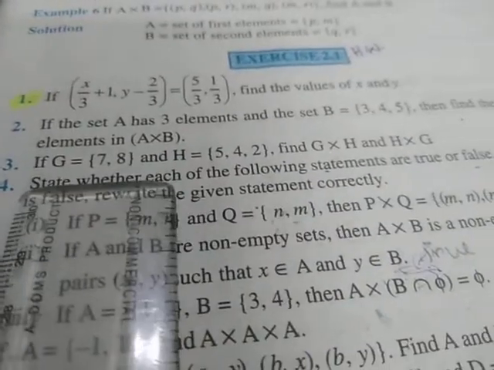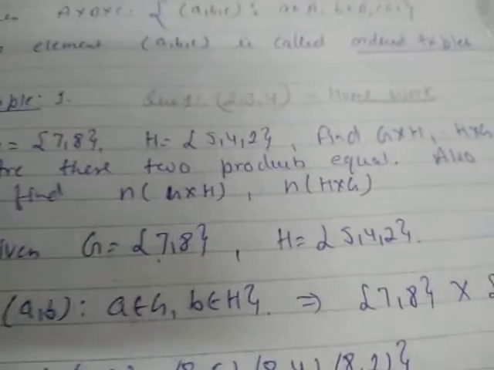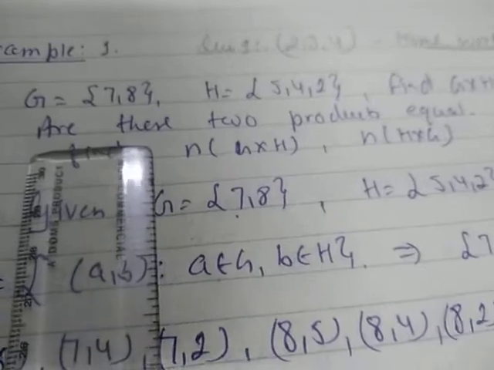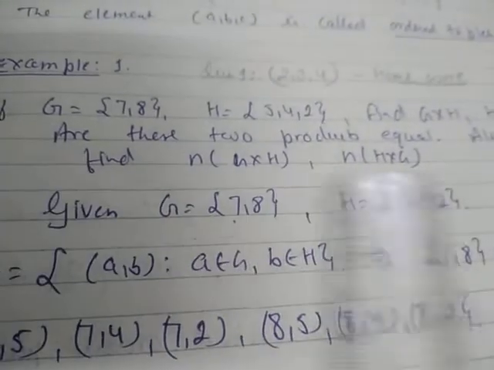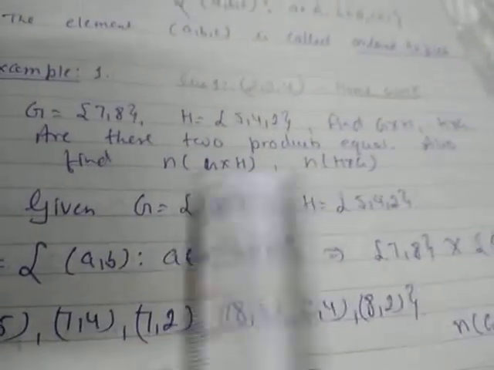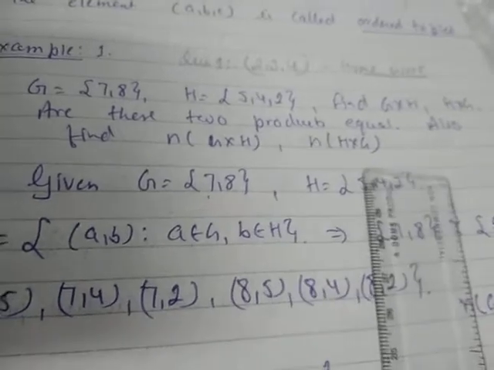Now question number 3: G is equal to {7, 8} and H is equal to {5, 4, 2}. Find G cross H and H cross G. Now just see here, children. G and H are given, find G cross H and H cross G. How will you find it? Let me explain. Are these two products equal? We have to check whether these two products are equal or not, and also whether the number of elements in both cross products is equal or not.